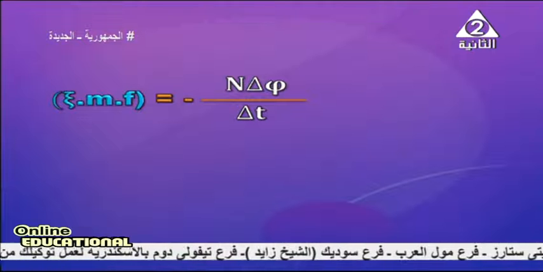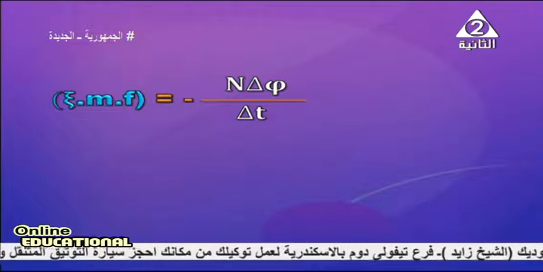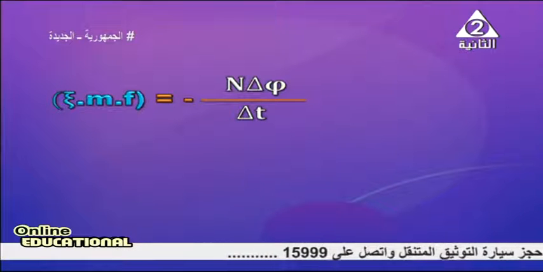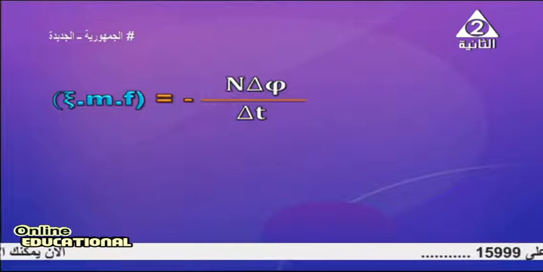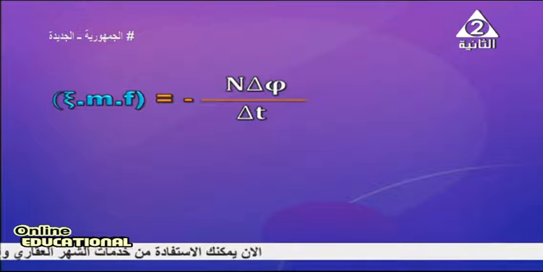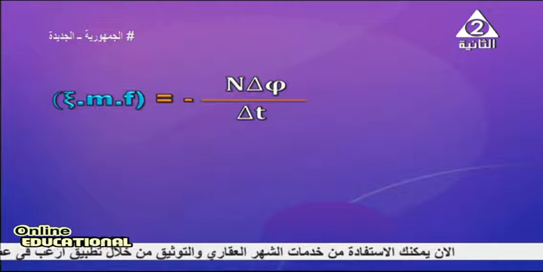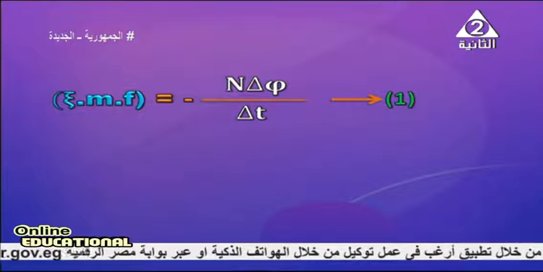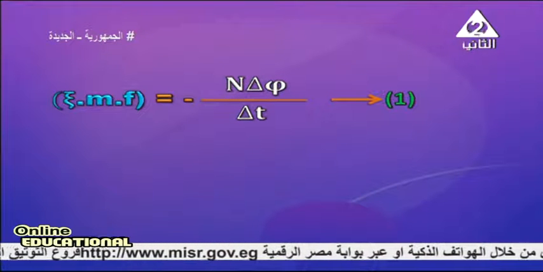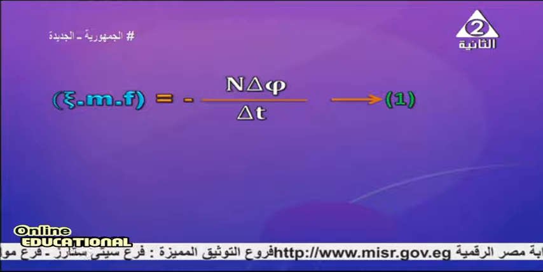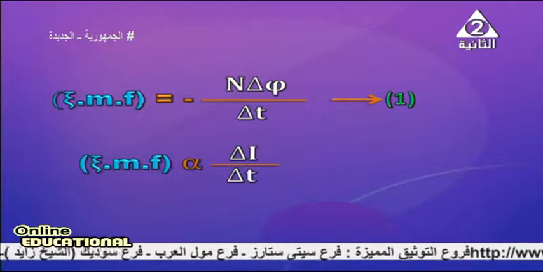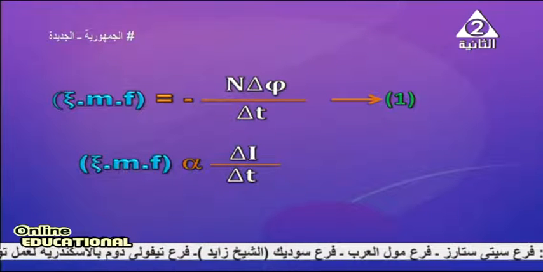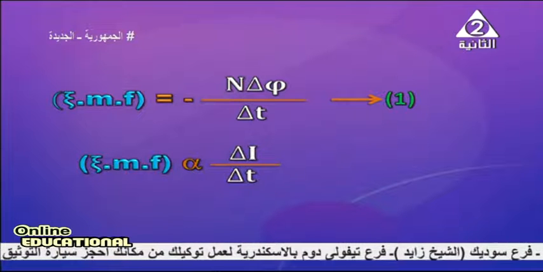And now let's calculate the inductance of the coil. According to Faraday's law, EMF equals negative N delta phi over delta T, where N is the number of turns on the coil and delta phi over delta T is the rate of change of flux. This is equation number 1. Also, EMF is proportional to the rate of change of the current. The proportionality sign is replaced by equality.